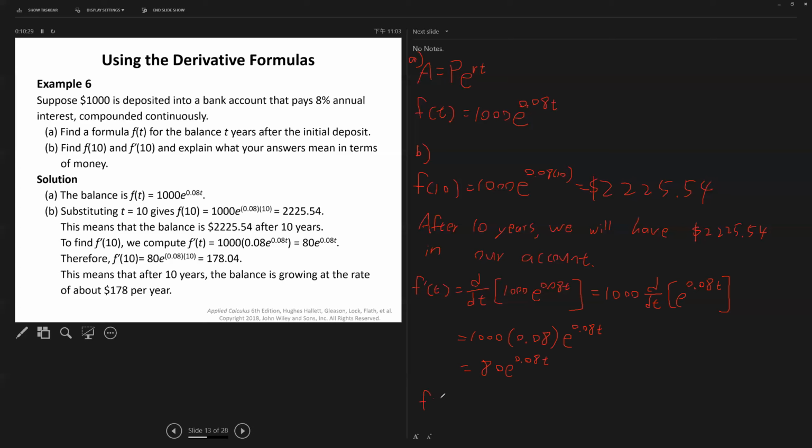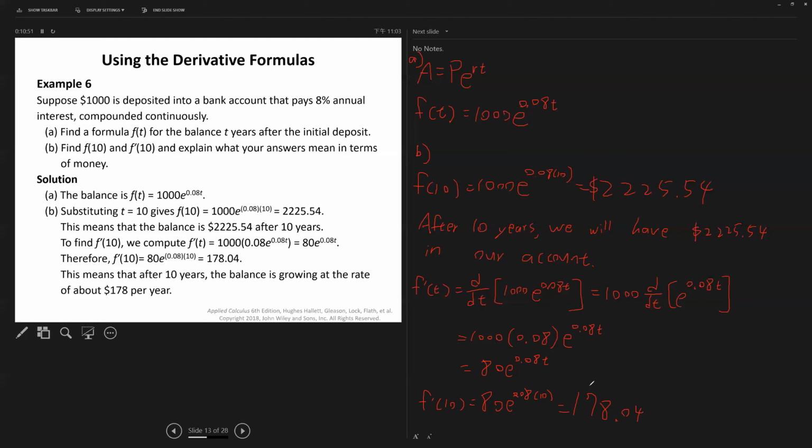Then f prime of 10 is just plug in t, which comes out to 178.04. Okay, so what does this value mean?